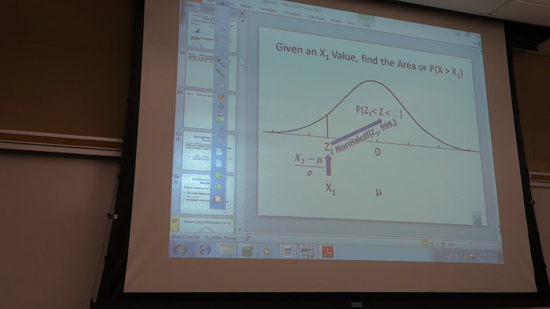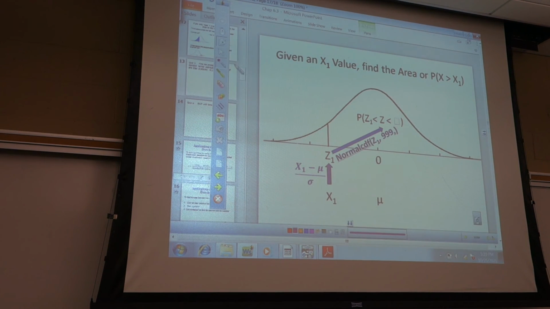Here it is visually. You take your x value, you convert it to a z-score. They're both right here. And then you're going to use normal CDF to figure out what the area is, the probability that your z-score is between the numbers you want.